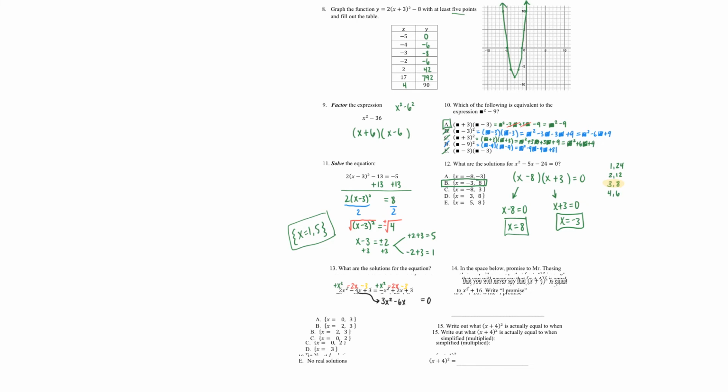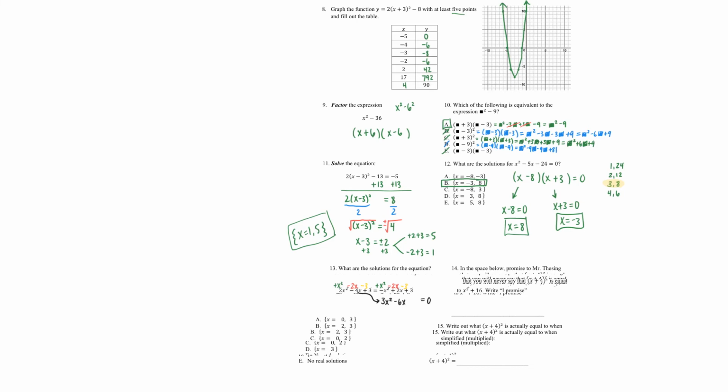Okay, so what you can do is maybe plug in some numbers here, like see if 0 and 3 work. I believe 0 works, right? So if you plug in 0, 3 times 0 squared minus 6 times 0, that would give you 0. If you try to plug in a 3, you'd have 3 times 3 squared is 9, so you'd get 27 minus 6 times 3 would be 18. So 27 minus 18 doesn't work. So A is out.